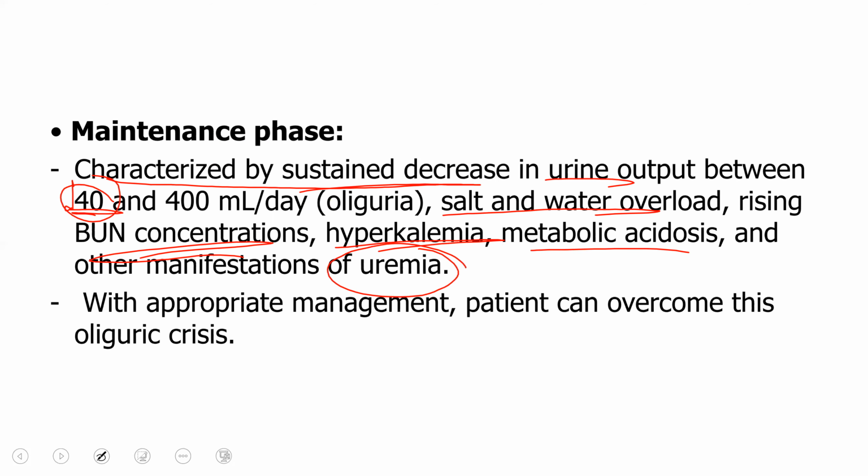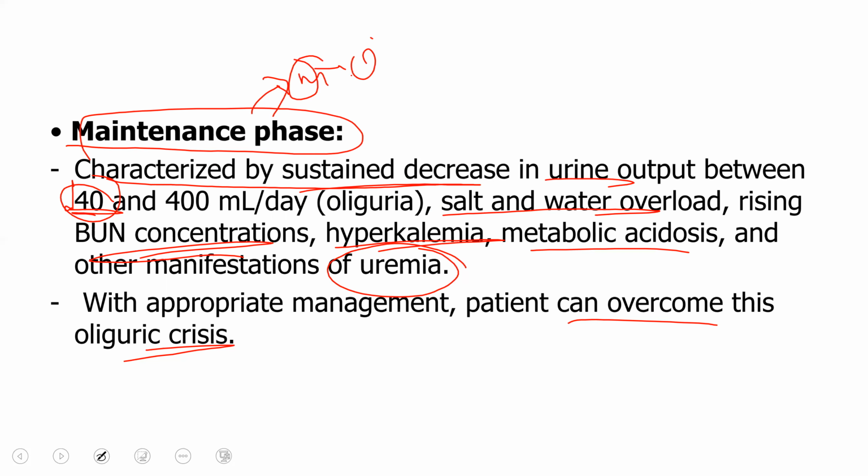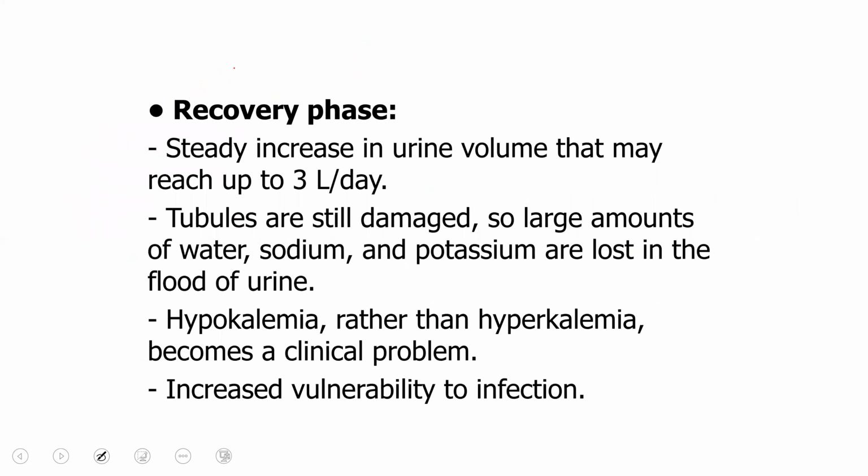And with appropriate management, the patient can overcome this oliguric crisis, and eventually they can recover. But it is a matter of fact to know that it is in this stage where we can see the maximum amount of death due to ATI, or due to ATN. So the maintenance phase should be managed efficiently, and there should be prompt dialysis if it happens. There should be proper maintenance, and prompt dialysis should be done in this case, because it is a very severe case. And managing the patient in this stage will determine the life and death of the patient as well. So the third stage that we will be discussing is the recovery stage.